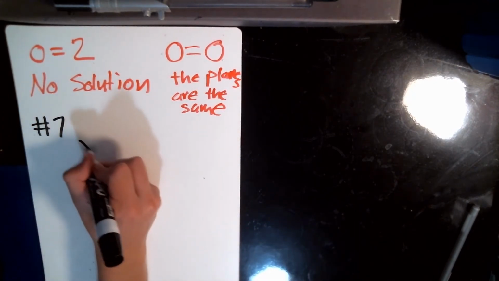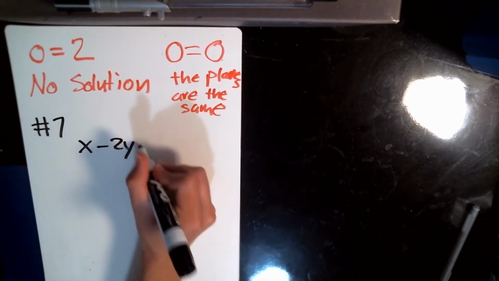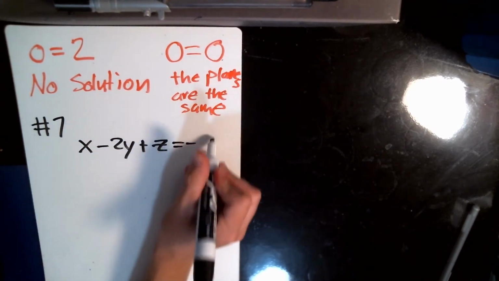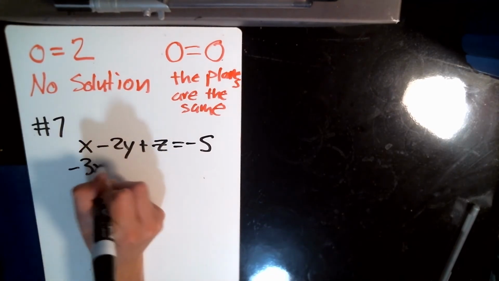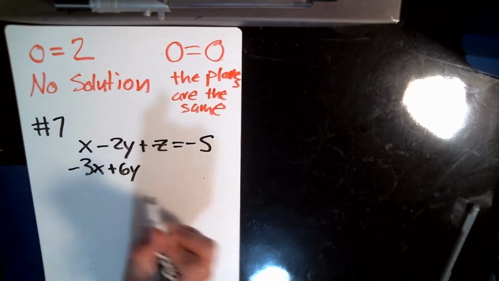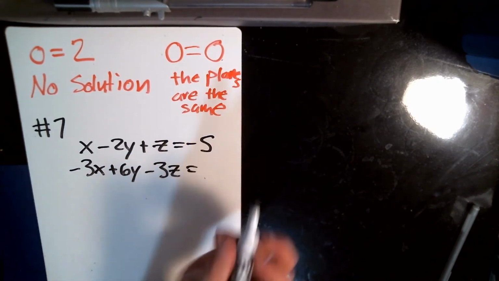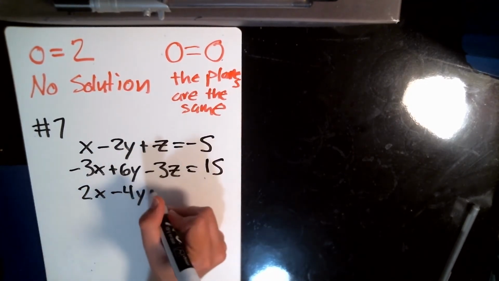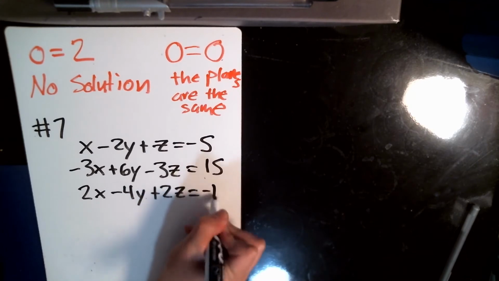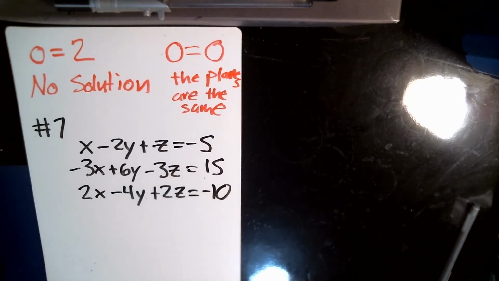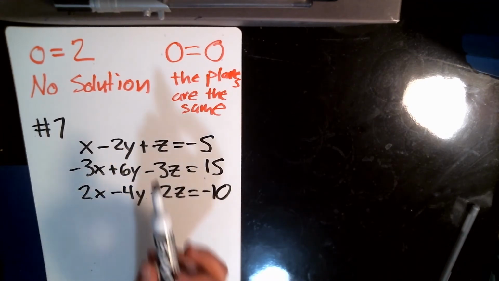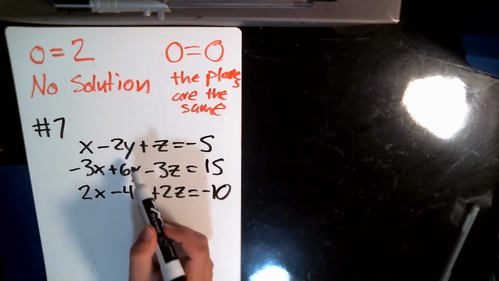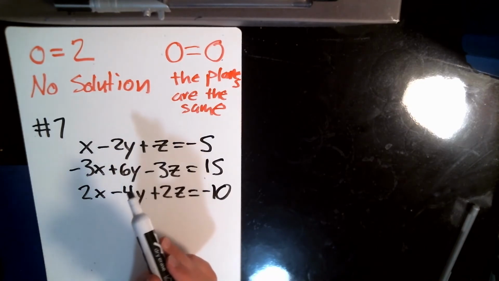Okay, so the equations it has are x minus 2y plus z is -5, and then -3x plus 6y minus 3z is 15, and then 2x minus 4y plus 2z is -10. So if I go through that same process I just did on that last problem, and I do it for this one, what happens?